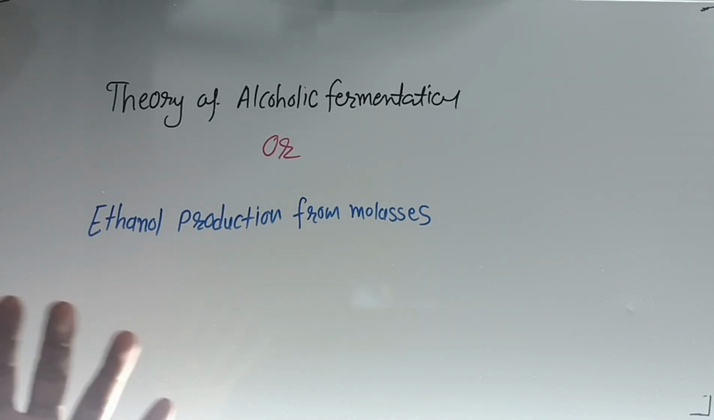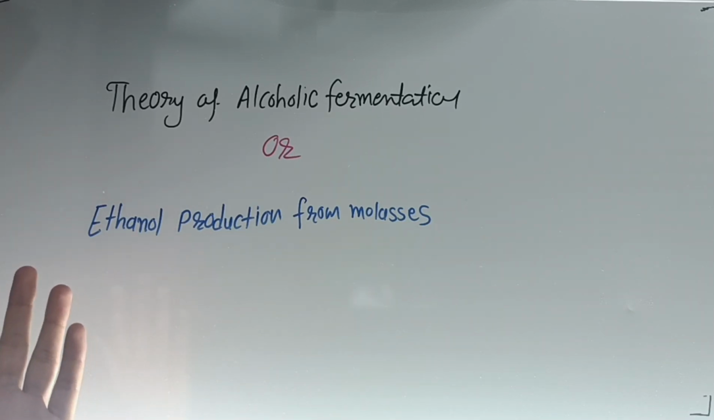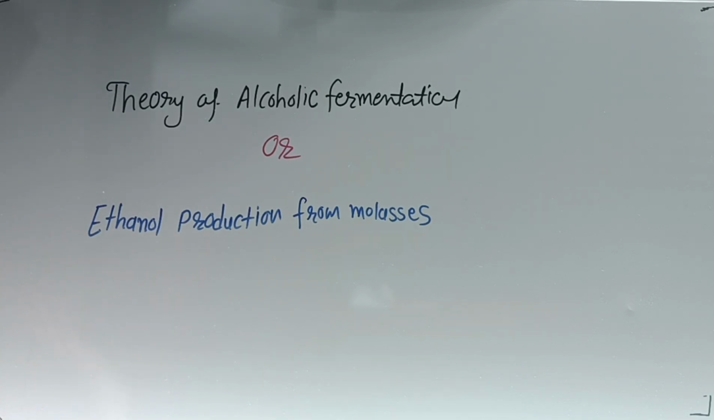First, definition or principle. Then second, fermentable substrate. What kind of fermentable substrate is used? Then the fermentation media, what kind of media is used. Then the model organism, which model organism or inoculum is used for this fermentation process. Then conditions, what kind of conditions are required. Then after the process, what byproducts are there, and at the end, uses of our product ethanol. So all these main points are covered in this video.